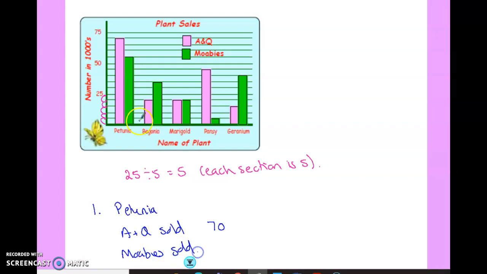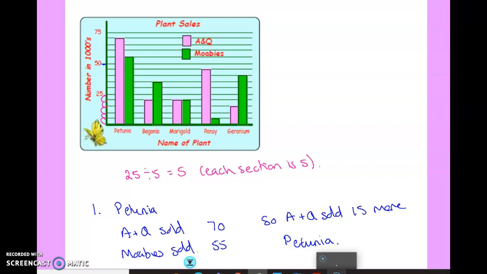Moby sold 30, 35, 40, 45, 50. Wasn't sure what line that 50 went to, goes to that one there. So Moby sold 55. So A&Q sold 15 more petunia.